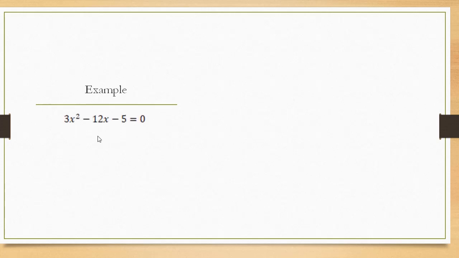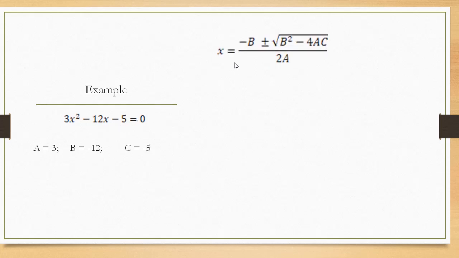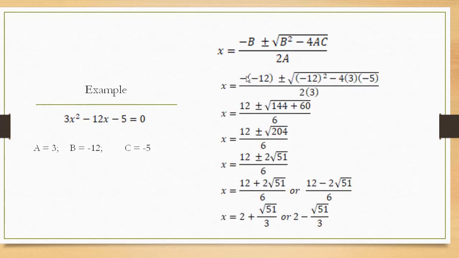So, let's have another example. We have 3x squared minus 12x minus 5 is equal to 0. So your A now is equal to 3, B is equal to negative 12, and C is equal to negative 5. So formula, x is equal to negative b plus minus square root of b squared minus 4ac all over 2a. So, substitute na nato ang value ni A, B, and C.